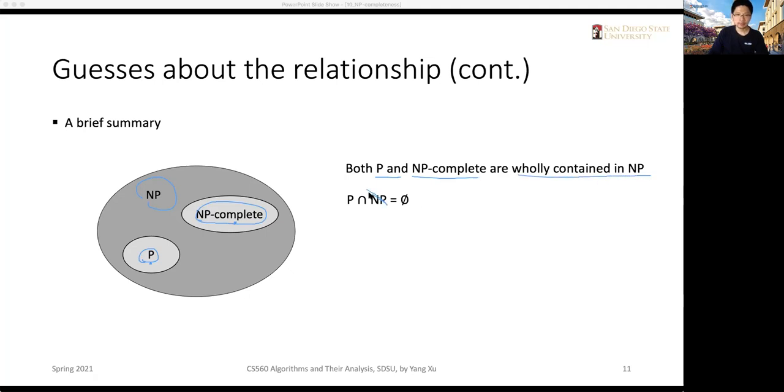I think this is a typo. I think I should fix this, otherwise it causes confusion. It should be NP complete. It should be in the NP, because the intersection between P and NP, according to these plots, should be P itself, right? So the plot indicates that P and NP complete have no intersections. So I need to move this to NP complete. Okay, I will do that later.